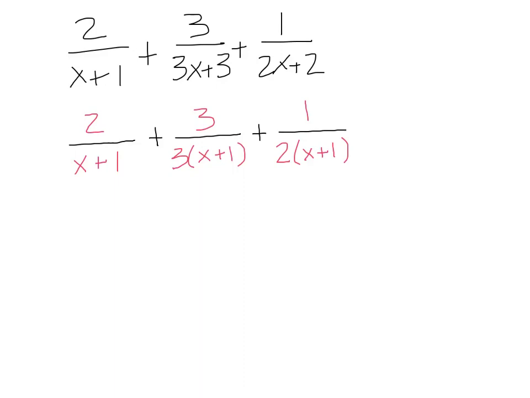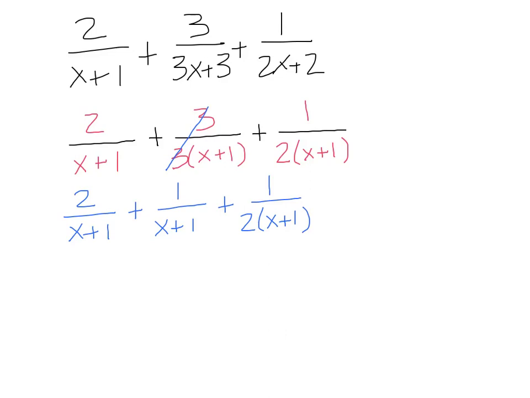Now what I would do next, before I would try to find the least common denominator, was I would simplify as much as possible. I can actually simplify the middle fraction a little bit. I can cancel out the 3's. So the problem I'm really going to be concerned about is 2 over x plus 1 plus 1 over x plus 1 plus 1 over 2 times x plus 1.